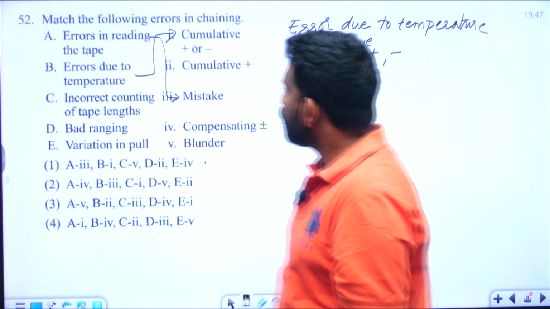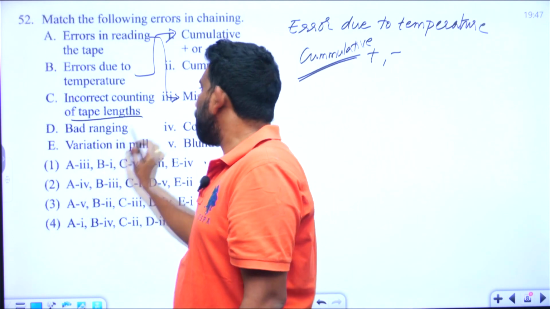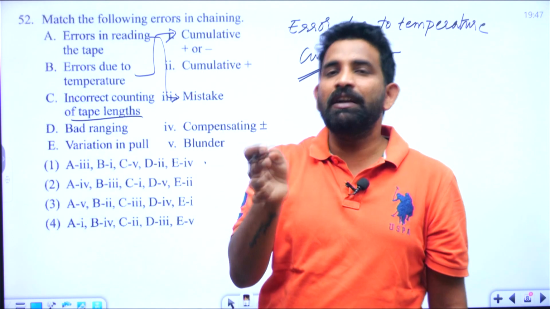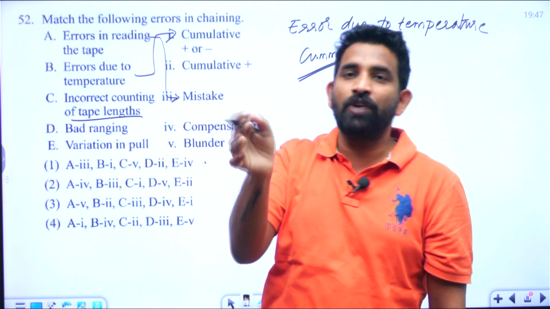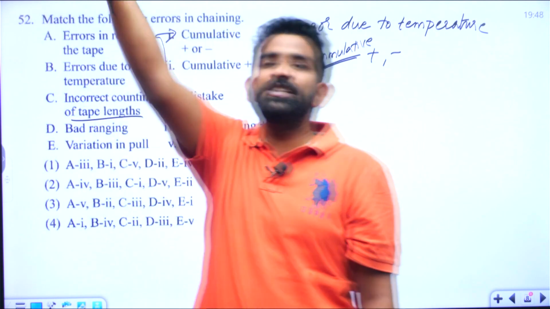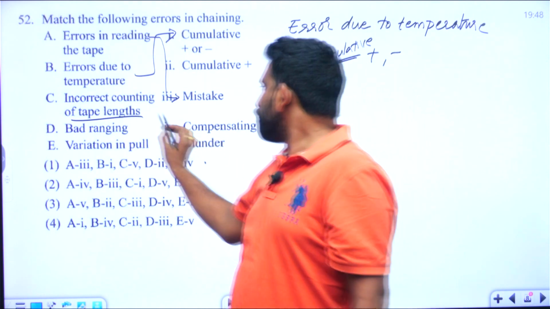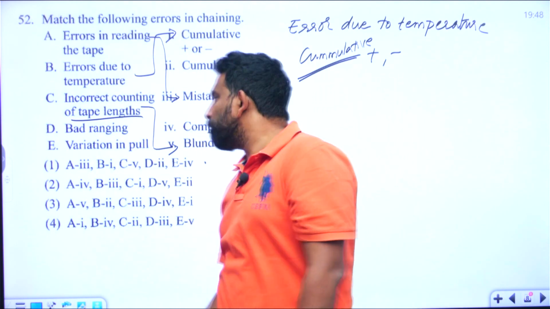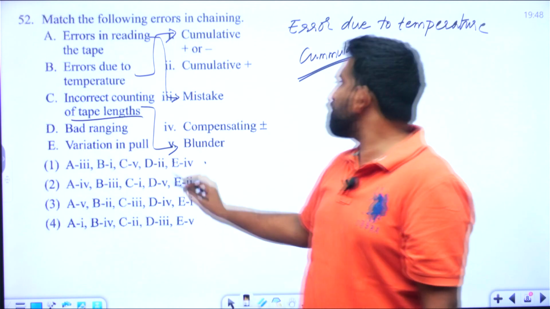The third thing, incorrect counting of the tape lengths. See here, he directly mentioned incorrect counting of the tape length. He is not mentioning incorrect reading of the tape lengths. Incorrect counting will obviously lead to a blunder mistake. Okay, so now variation in the pull.